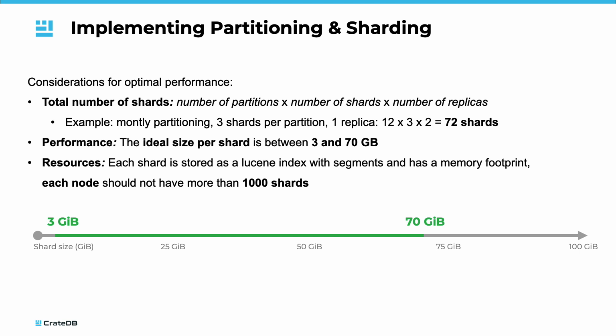For example, with monthly partitioning, 3 shards per partition, and 1 replica, you would have a total of 72 shards. 12 months times 3 shards times 2 replicas.